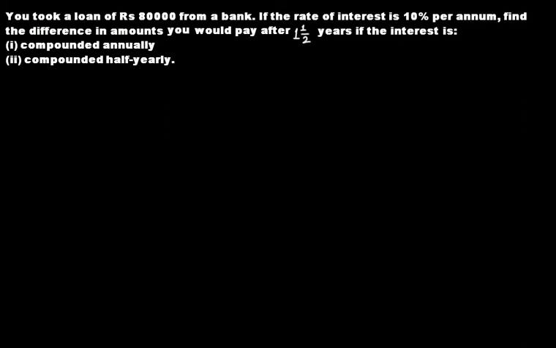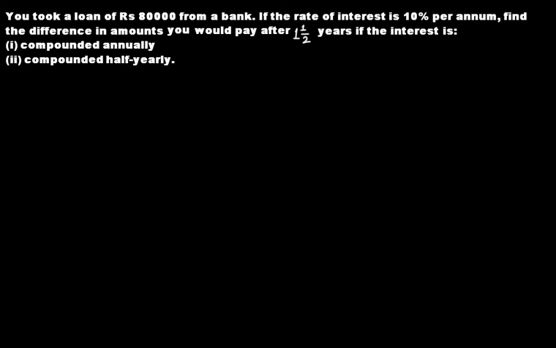So this is part 3 of the video series on problems on compound interest, and here we have a problem that says you took a loan of rupees 80,000 from a bank. If the rate of interest is 10% per annum, find the difference in amounts you would pay after 1.5 years if the interest is A, compounded annually, B, compounded half yearly.